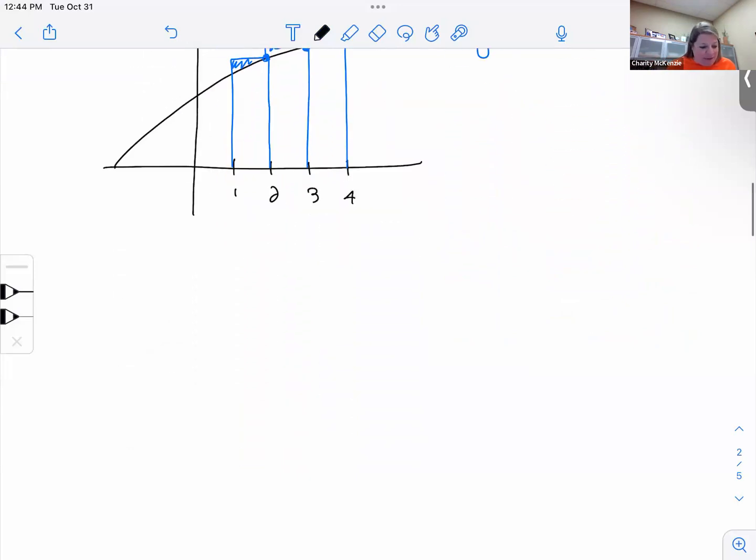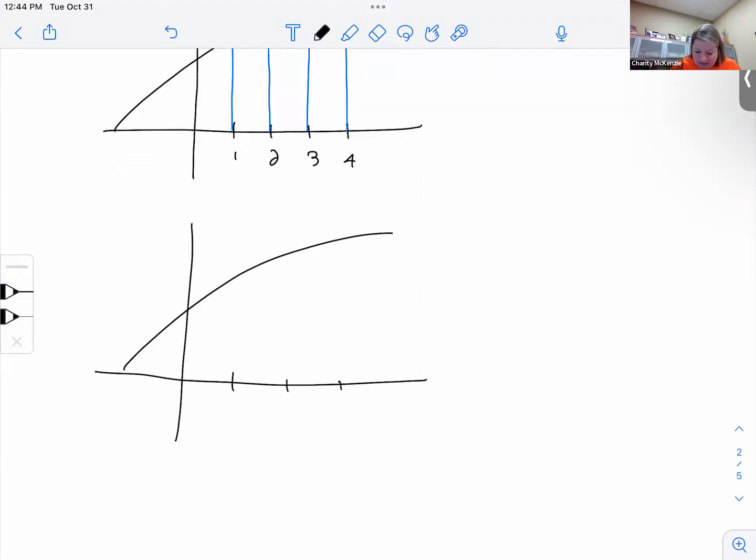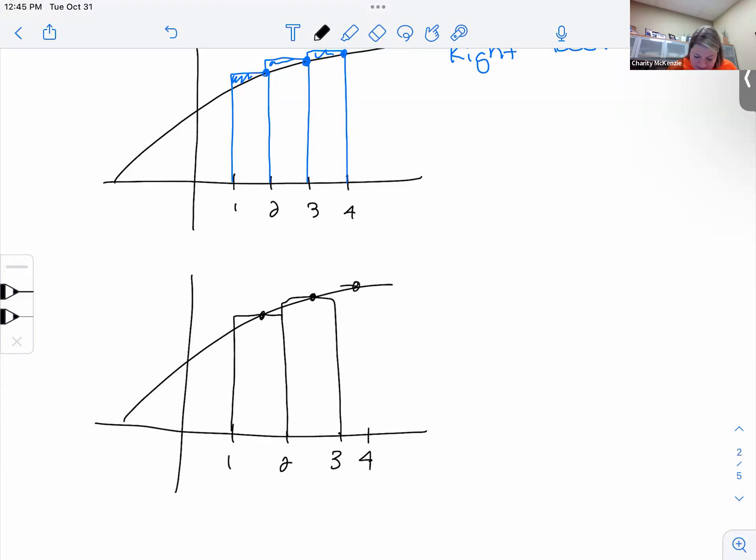Now, the other thing is you could have the same graph, 1, 2, 3, 4. Mine's getting uglier, like 3 and 4 are pretty close together, but that's okay. We could also go up in the middle and then go over. Okay, so go up in the middle and over, in the middle and over, and this would be like a midpoint.